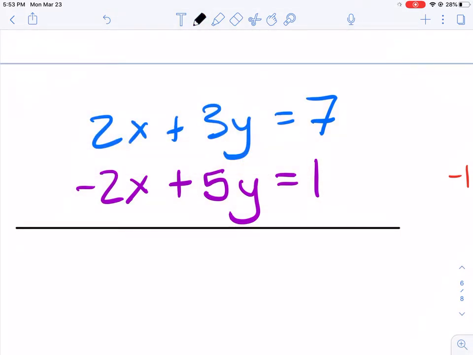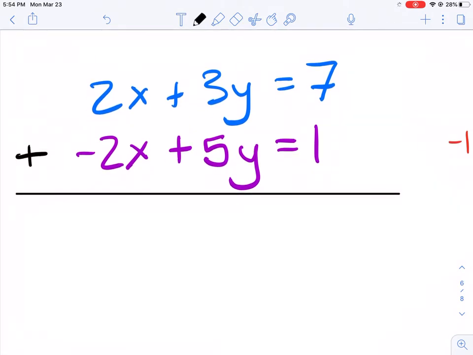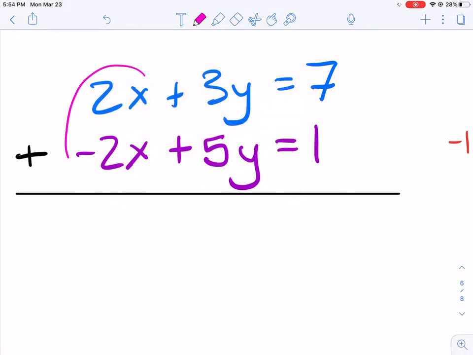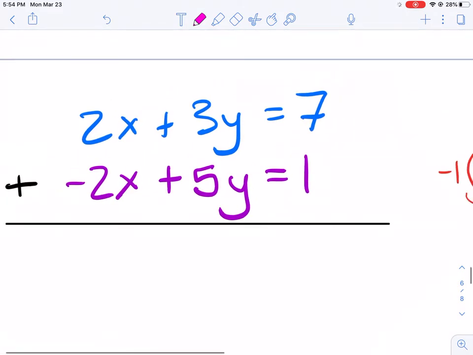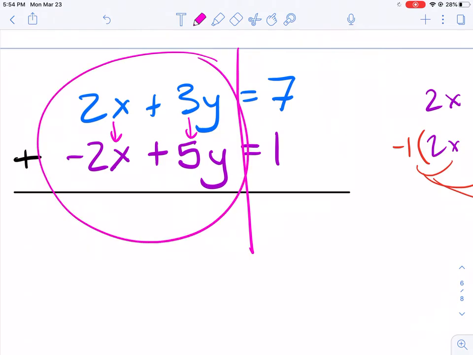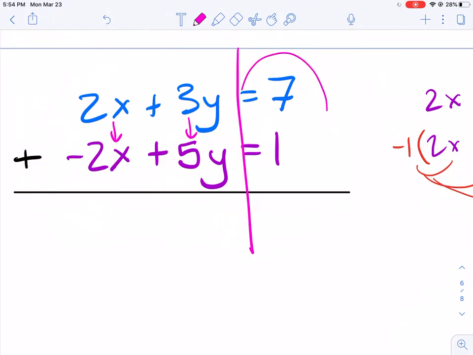Okay, and this is where things get interesting. Why do we add these two equations together? Well, take a look. What happens when we add a negative 2x with a positive 2x? Now, one of the things I need to mention, as you add equations, what you're doing is you're simply combining like terms on the left side of the equal sign. Okay, so we're going to add anything that's a like term on the left side, and we're going to add anything that's a like term on the right side.